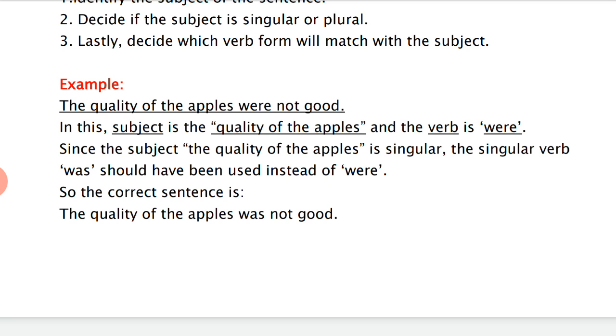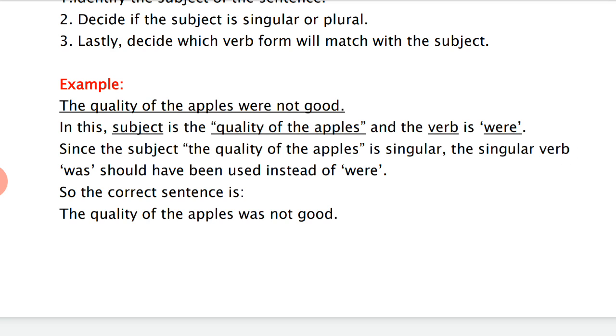Let's take a small example. The quality of the apples were not good. Okay. Now, what is the subject here? In this sentence, the subject is the quality of the apples, not apples. We are talking about the quality of apples, right? The standard of apples, and the verb is were. Since the subject, the quality of apples, is singular, the singular verb was should have been used instead of were. So the given example is wrong because the subject quality doesn't agree with the verb were. The subject, the quality, agrees with the verb was and not with were.